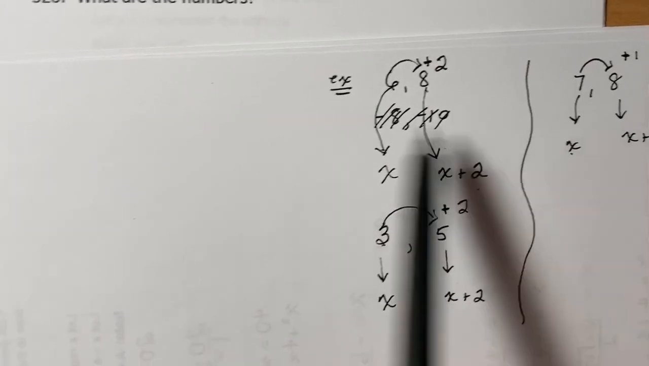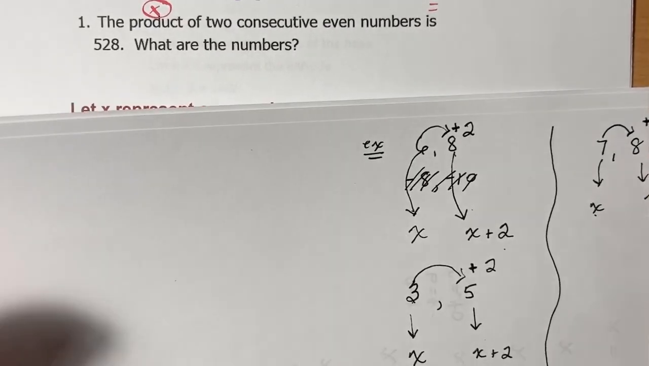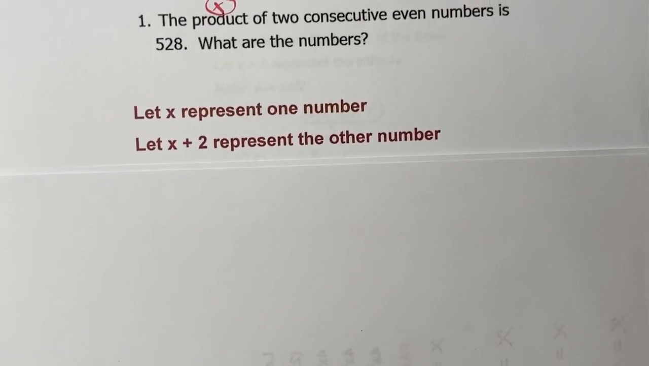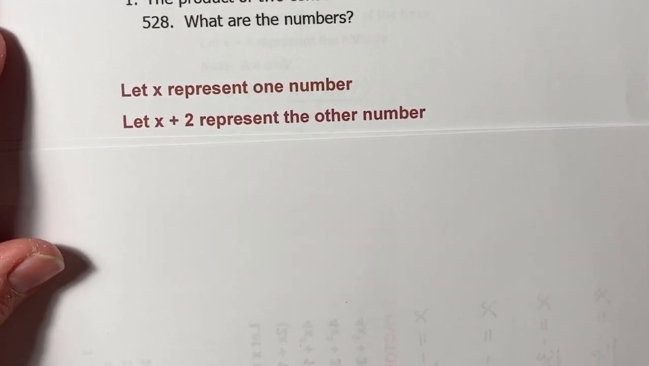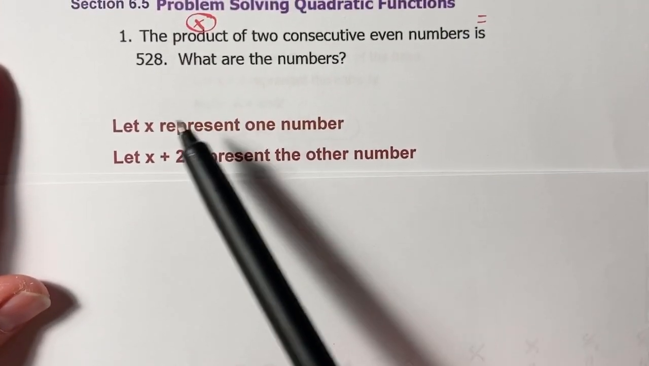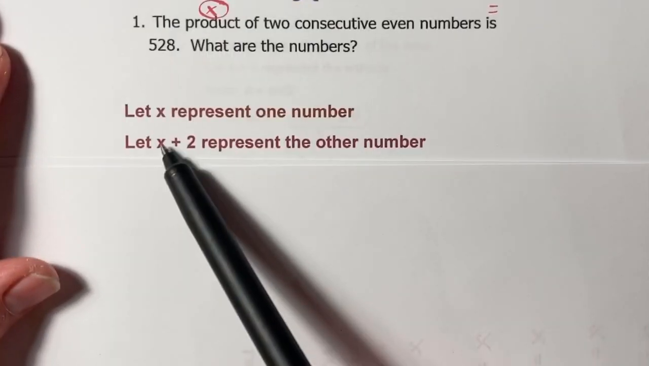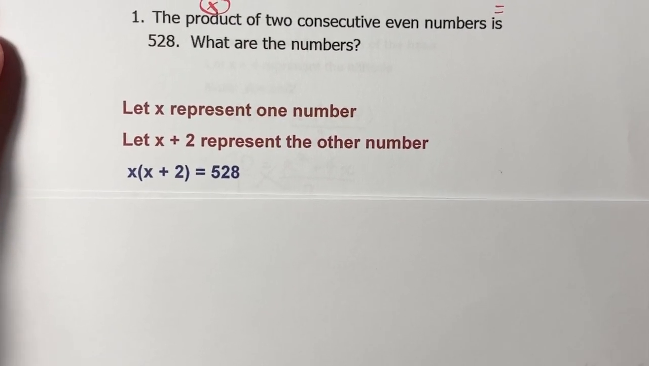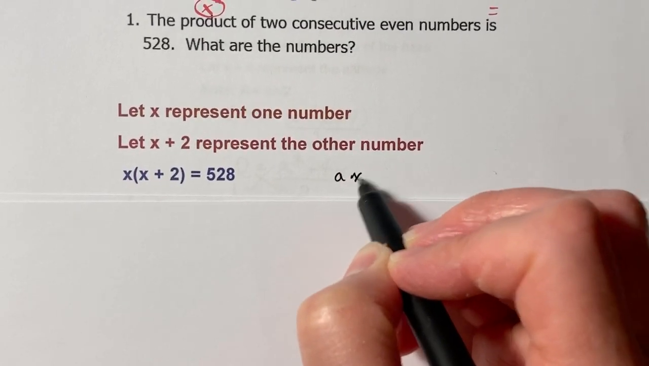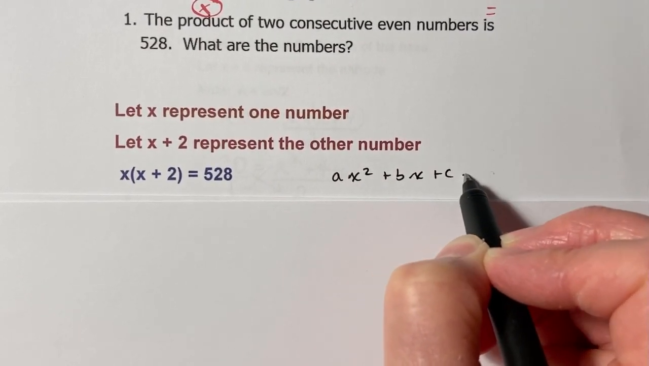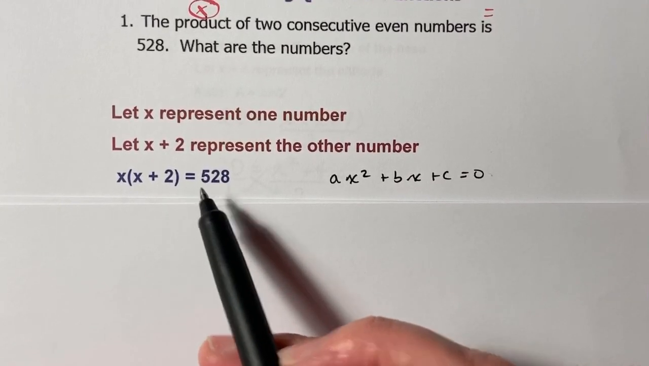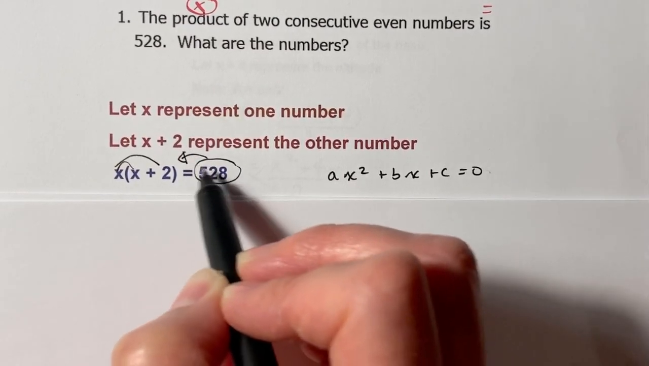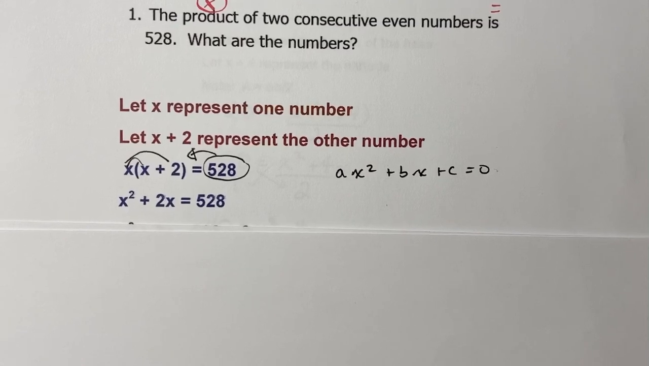So first step, introduce those numbers. Okay, so I said let x represent one number, let x plus 2 represent the other. Okay, now I'm going to come up with my quadratic. So product, meaning I'm going to multiply these two numbers, equals 528. So it looks like this. Now your quadratic must be in standard form and it must equal 0. This is not in standard form, so I put it in standard form by expanding and then taking this 528 and moving it over. Remember to change the sign. Okay, so that's my next step.